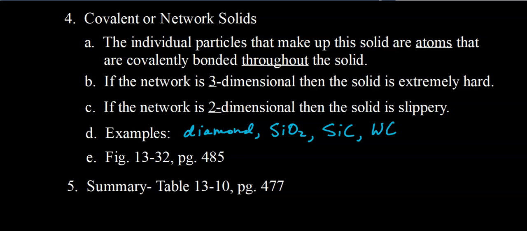On page 477 is a very good summary of the types of solids. They list the particles that make them up, the attractive forces between the particles, observable properties, and examples. So please look there to see everything all in one place and how we can differentiate those types of solids.